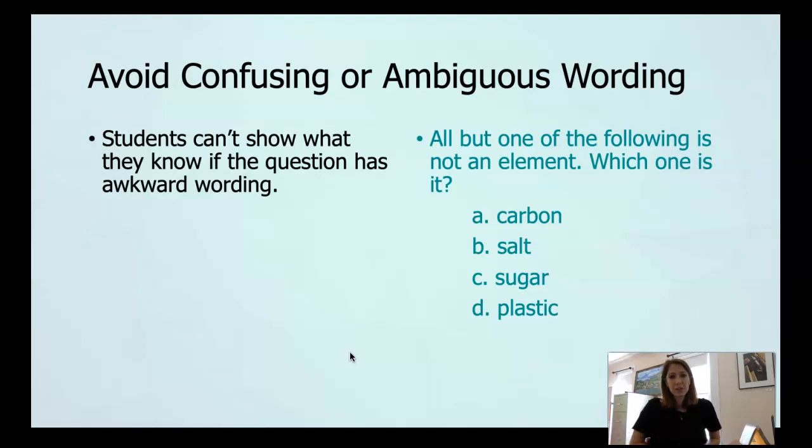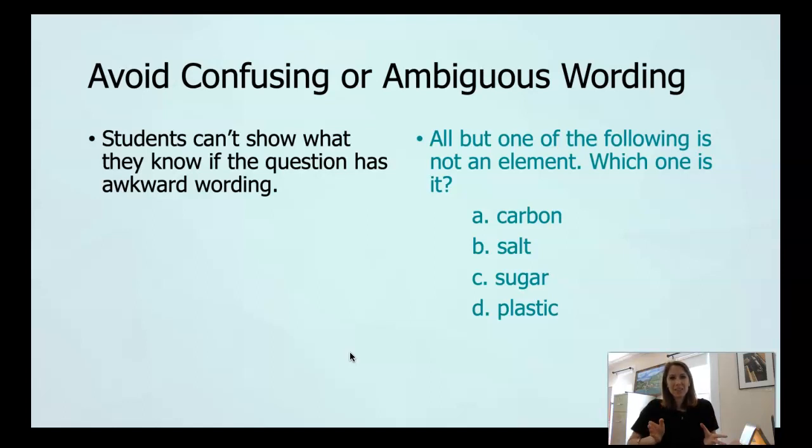When you are creating multiple choice questions, you want to make sure that you are avoiding wording your questions in a way that could be ambiguous or could be confusing to your students. If we take a question like this, "All but one of the following is not an element. Which one is it?" and then we have a list of choices that we can select if we were actually taking a test, when I look at this question, it's confusing. I have to read it a couple times to really figure out that the question is asking me to identify which is not an element.